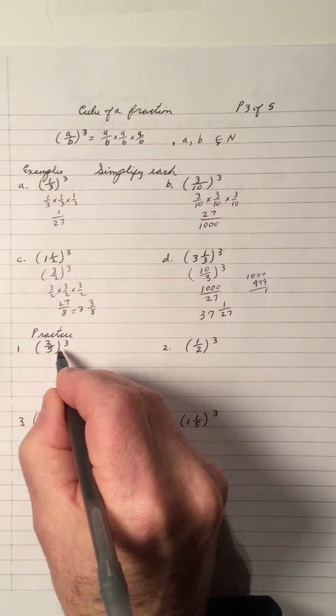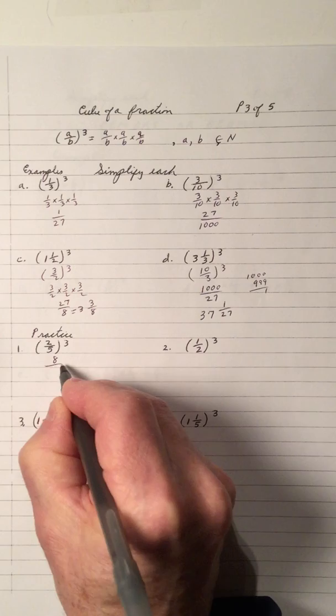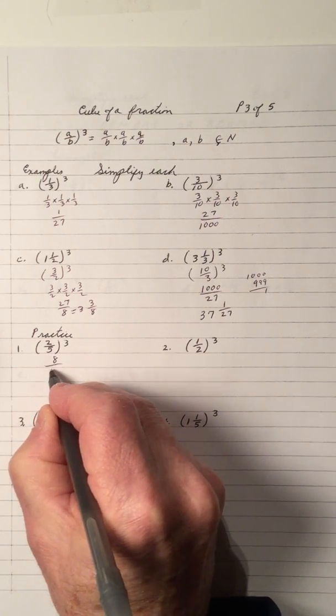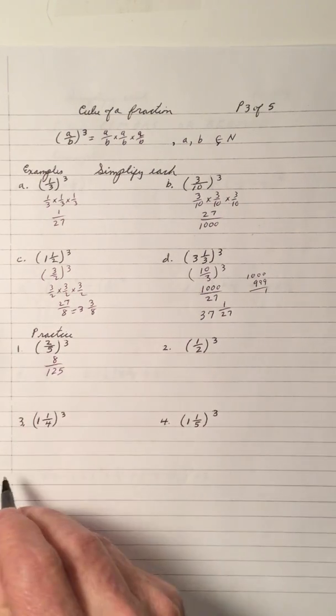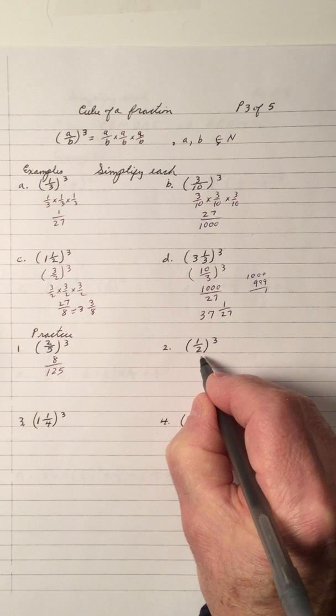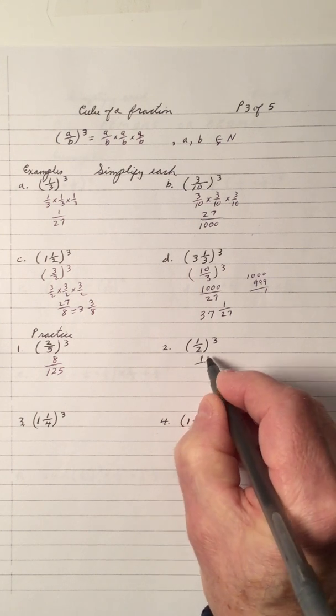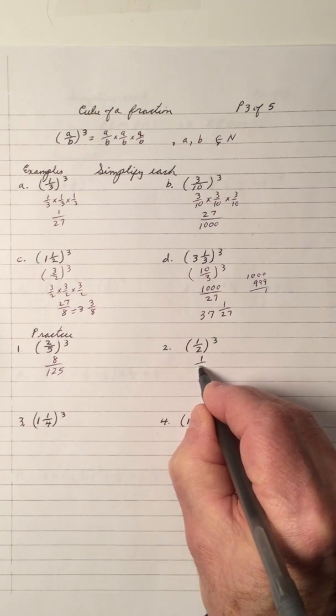2/5 cubed. 2 times 2 times 2 is 8. 5 times 5 is 25 times 5 is 125. A half cubed. 1 times 1 times 1 is 1. 2 cubed. 2 times 2 is 4 times 2 is 8.